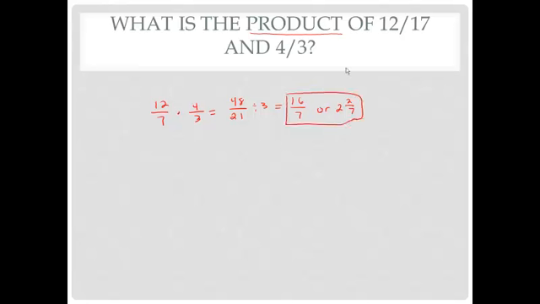Now, for the correct problem, it should have been 12 over 17 times 4 over 3. So still we'll work it the same way. Top times top, and then bottom times bottom. 17 times 3 is 51. And again, I see that these two numbers are both divisible by 3, so I can divide those by 3. And I'll end up with 16 over 17.